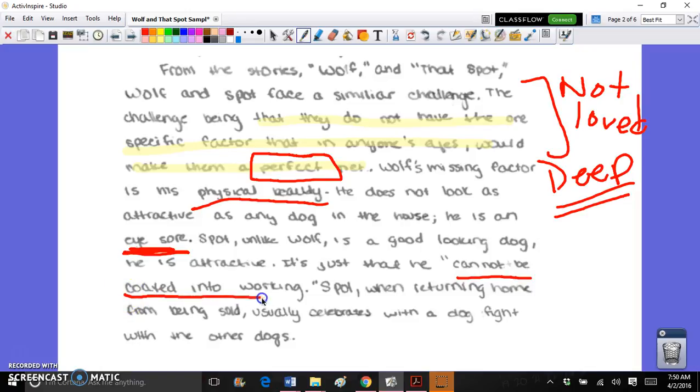Here you can see another example of advanced writing. There is a weaving of an indirect quote and a direct quote. This is really what's taking this essay into a level 4. "Spot, when returning home from being sold, usually celebrates with a dog fight with the other dogs."